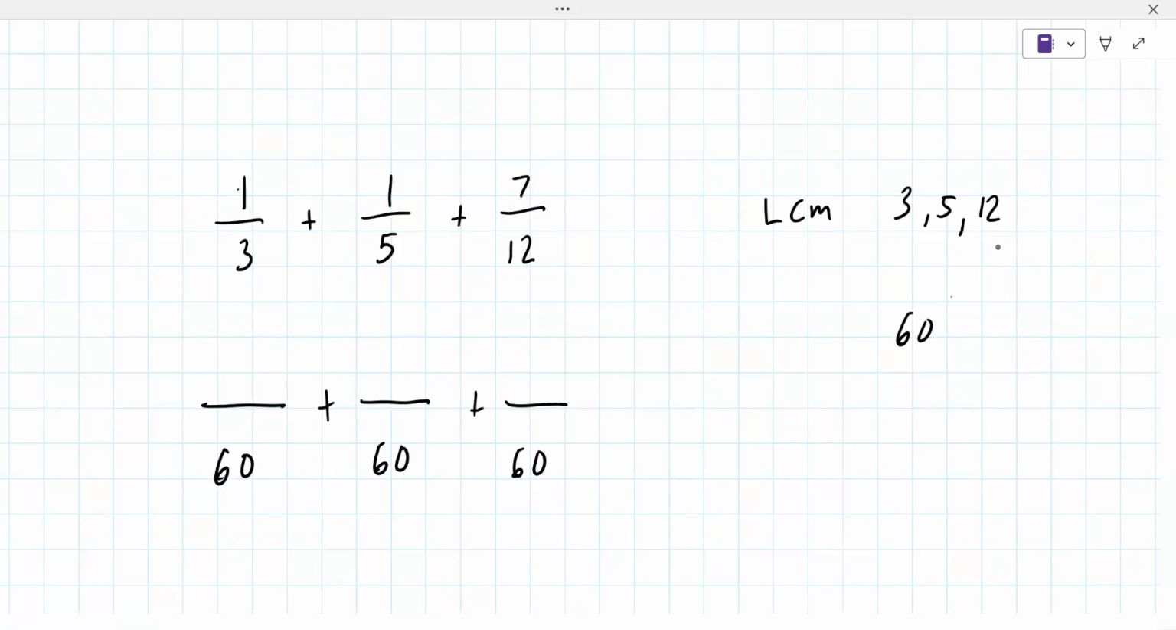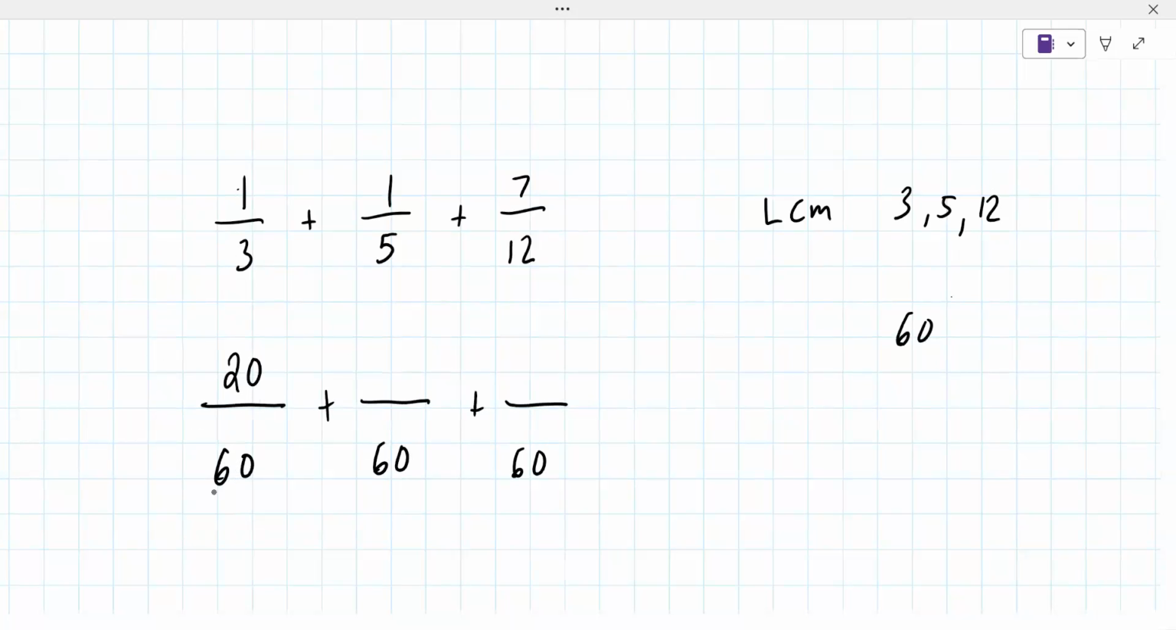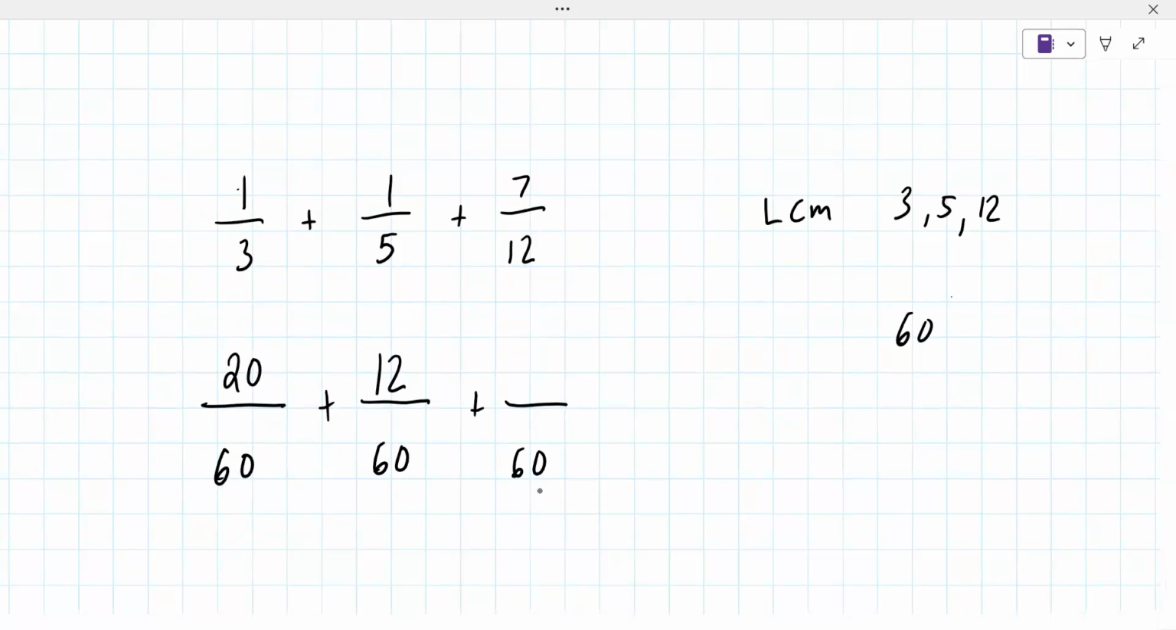And you have to figure out, what do you multiply 3 by to get to 60? That is 20, right? 3 times 20 gets you to 60. So you multiply the top number by 20. Then you ask yourself, what do you multiply 5 by to get to 60? That's 12. Then what do you multiply 12 by to get to 60? That's 5. 7 times 5 is 35. And now you add the top. So 20 plus 12 plus 35 is 32 plus 35 is 67 over 60. And like you said, you can rewrite this as 1 and 7 over 60 as a mixed number.